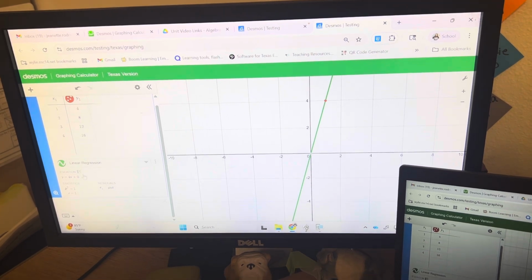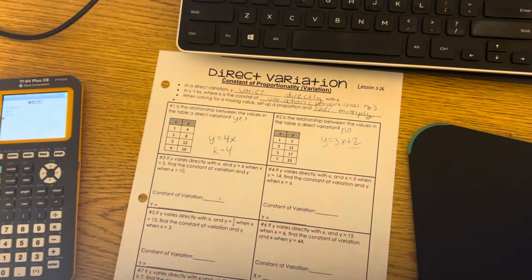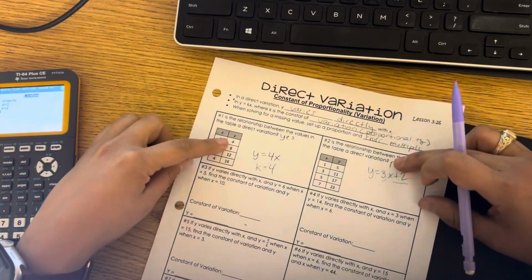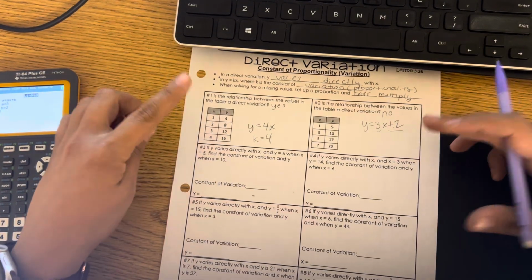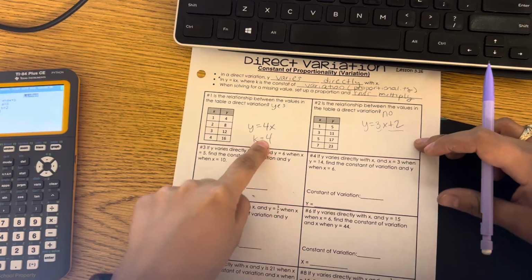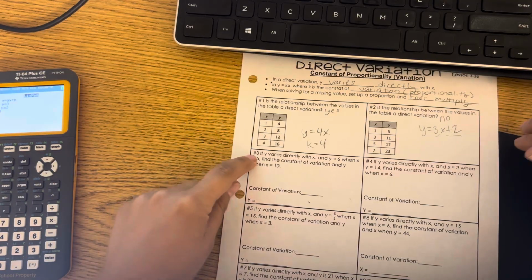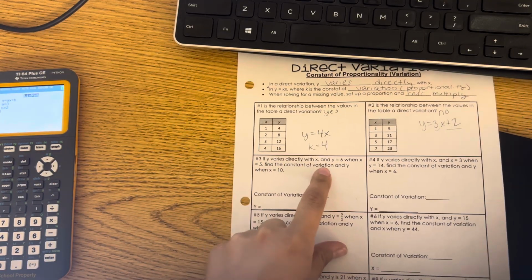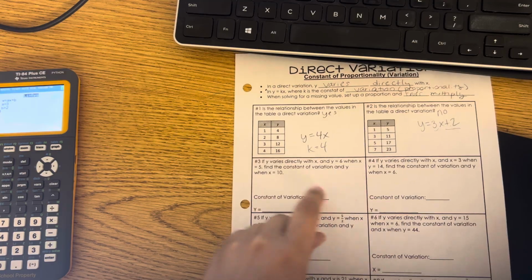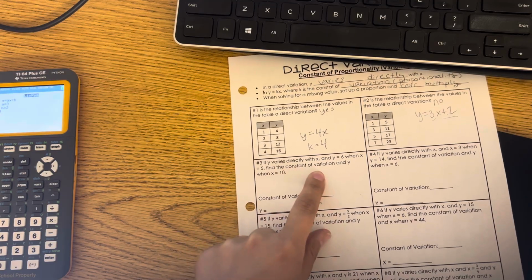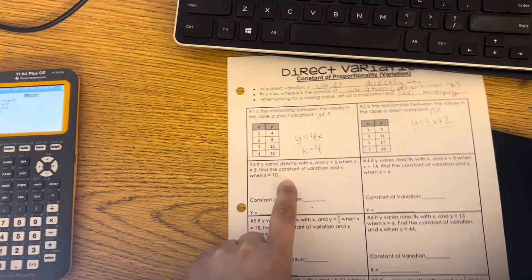So then going back to TIs, you're going to have those types of questions where it asks you whether it's proportional or not, and then what the constant of variation would be. Then you have number 3: if y varies directly with x and y is equal to 6 when x equals 5, find the constant of variation and y when x equals 10.